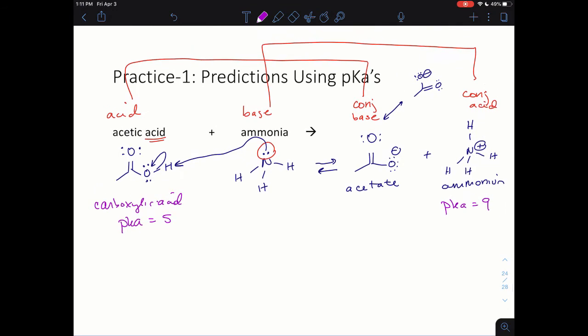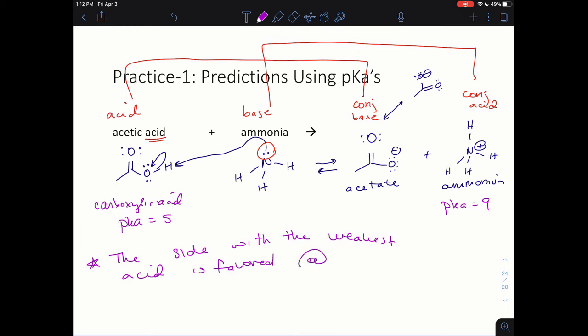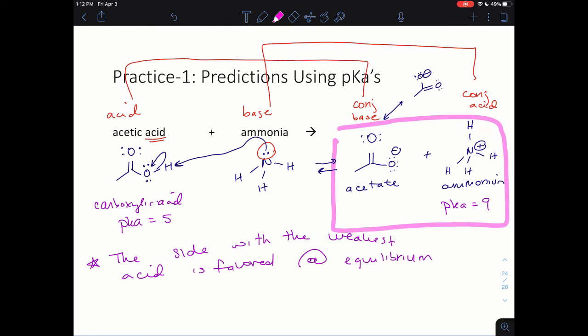So now we can already tell which side is favored at equilibrium. The side with the weaker acid will be favored at equilibrium. Think about that. The side with the weaker acid is favored at equilibrium. So which side is favored at equilibrium? Well, I hope that you said the right, because that is the correct answer. But if you didn't, that's okay. This can get a little bit confusing.